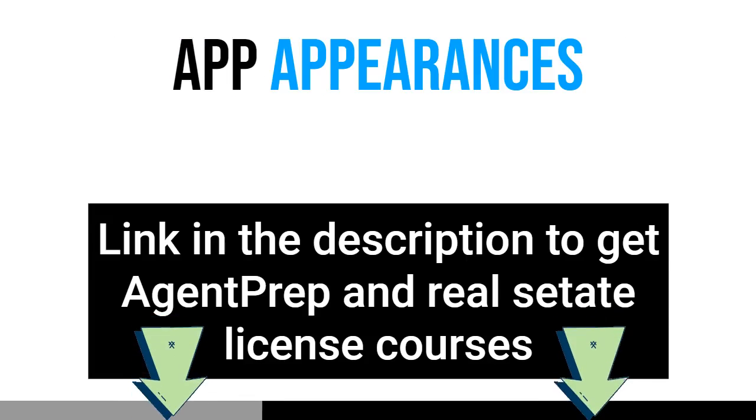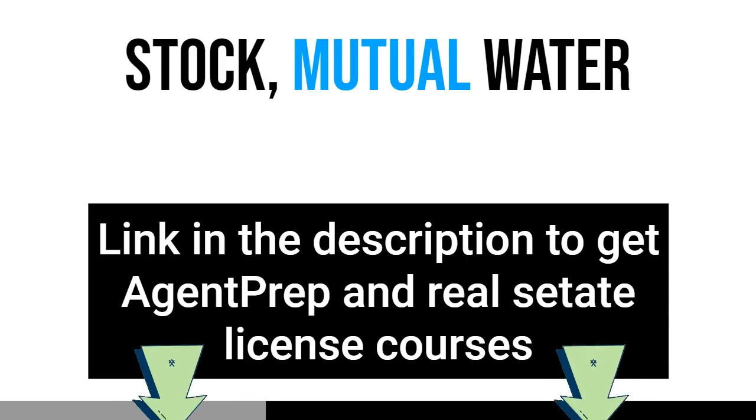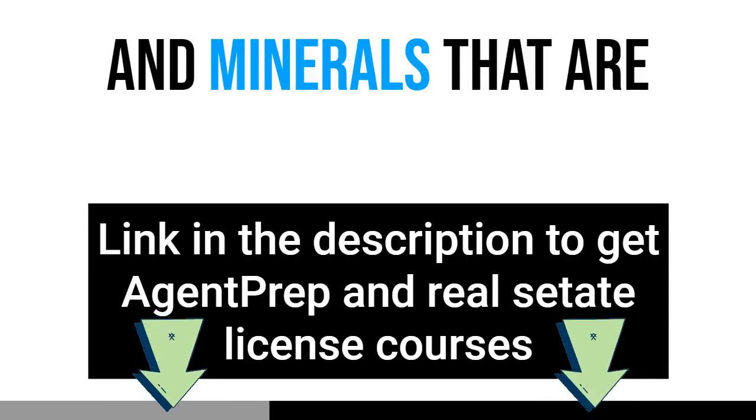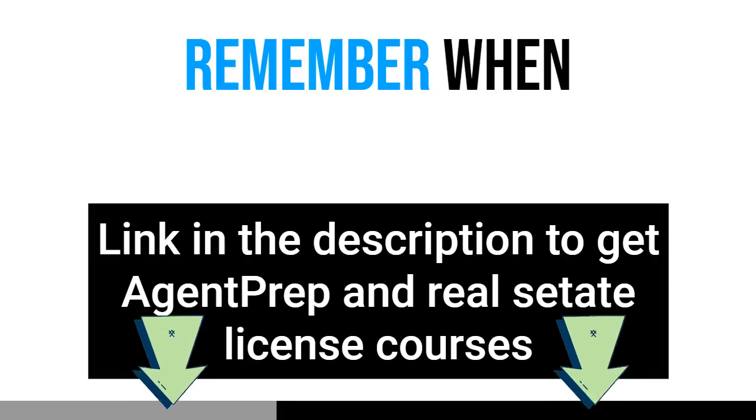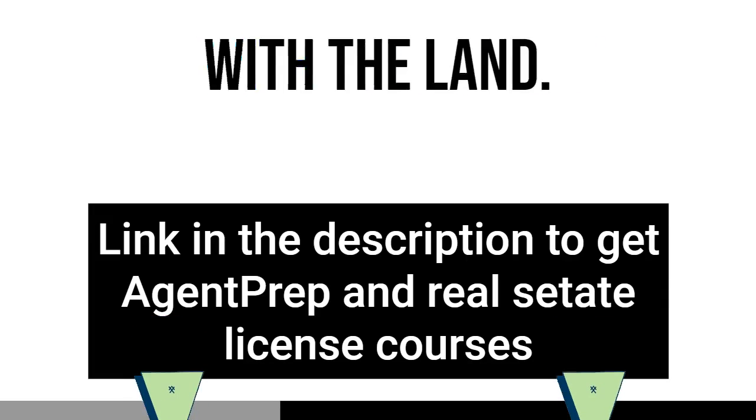Appurtenances. Appurtenances include easements, stock in mutual water companies, covenants, and minerals that are still in the ground. They're considered real property and run with the land. Remember, when something is appurtenant, it goes with the land.